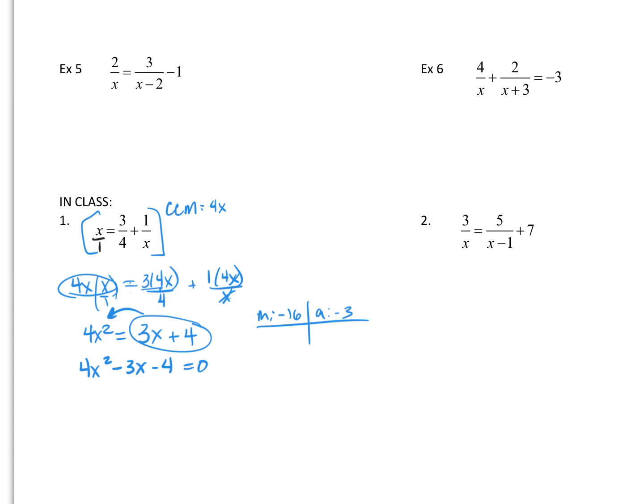Does it work? Factors of 16, what? 2 and 8, 4 and 4, 16 and 1. Any of those combined to give me a 3? No. So we can't factor. What are we going to do? We could do quadratic formula. Could we complete the square?